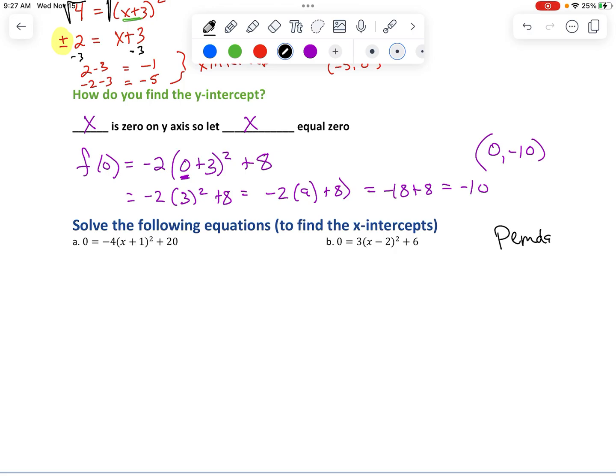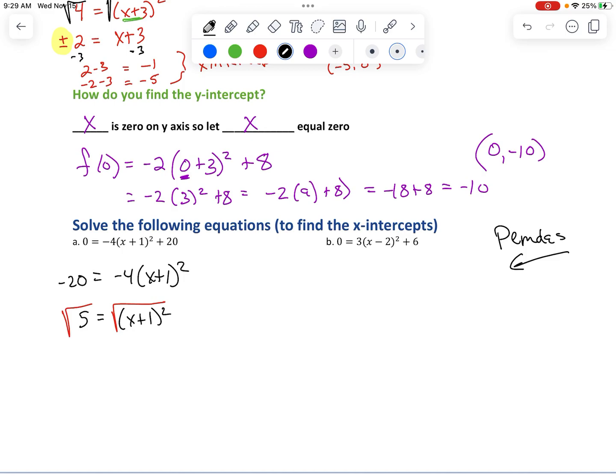So again, we're using that order of operations and going backwards. So that PEMDAS, and we're going backwards because we're undoing. I see x in only one place here, so it's a great way to solve equations. So I'm going to subtract 20 from both sides, so I get negative 20 equals negative 4(x + 1) squared. I'm going to divide by the negative 4, so now I have a positive 5 equals (x + 1) squared. I'm going to square root.